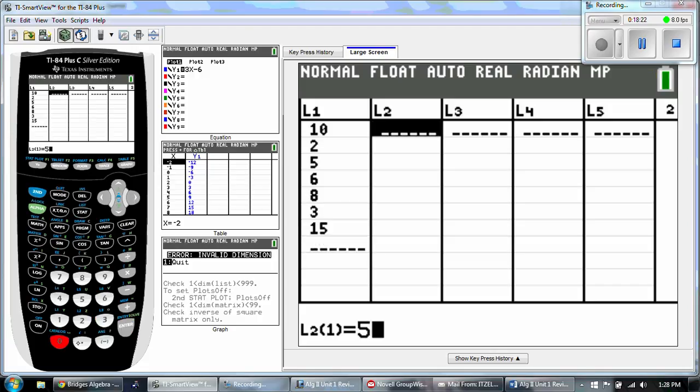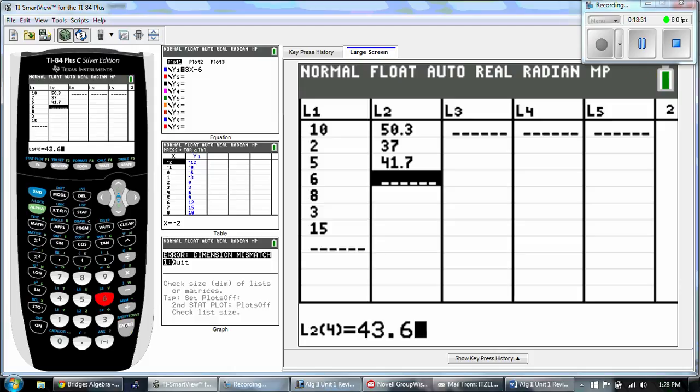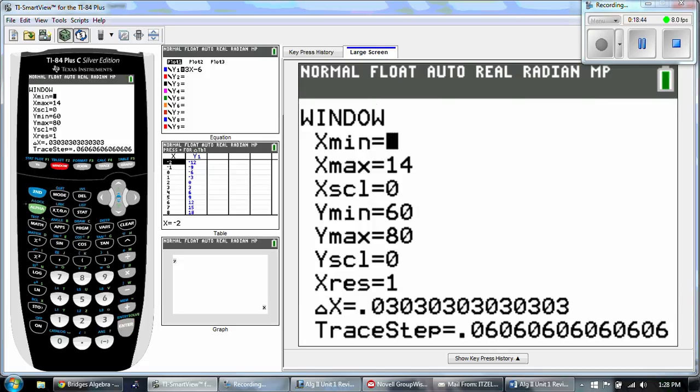And then we have 50.3, 37, 41.7, 43.6, 47, 38.9, and 58. Okay, so to graph that, my x min, the smallest number I see is 2, so I'm just going to put 0. And my biggest is 15, so I'm just going to go a couple higher than that, which is 20.